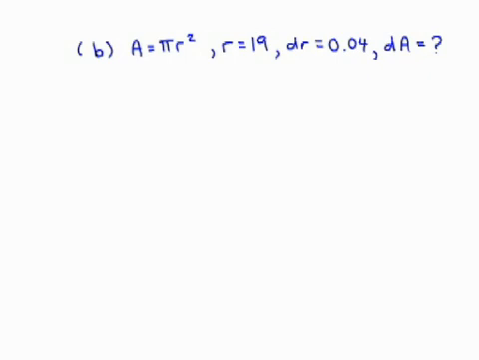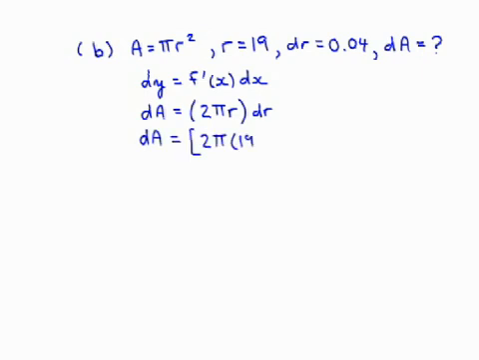We start by stating our formula for differentials. dy is equal to f prime x dx. So dA is going to be equal to 2 pi r, that's the derivative of pi r squared, times dr. We now substitute in the value of r, which is 19, and the value of dr, which is 0.04. And we find that dA is equal to 1.52 pi. You should note that this value is very close to the value of delta A that we calculated previously in part A of this question.